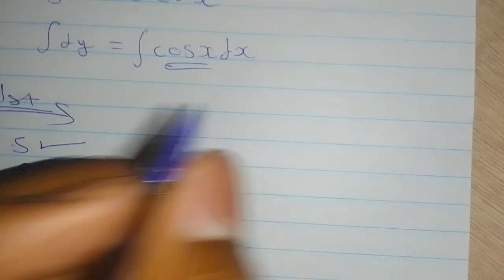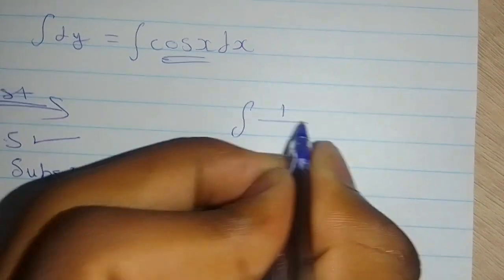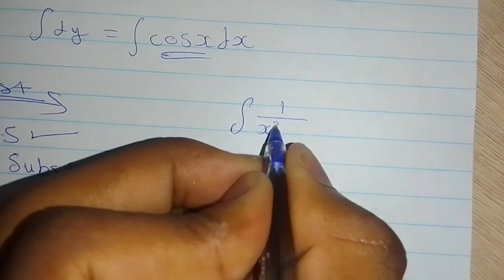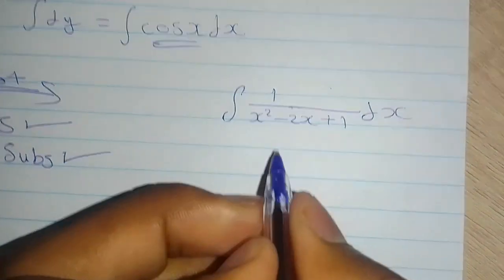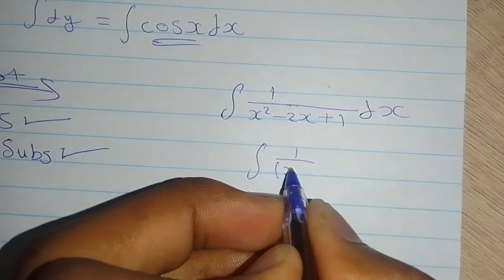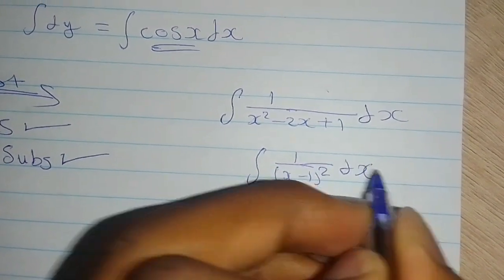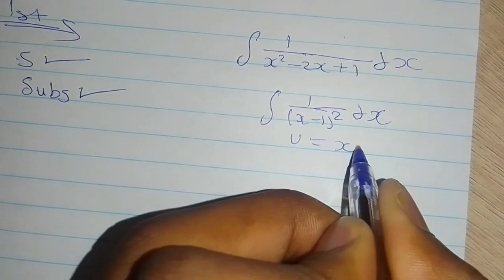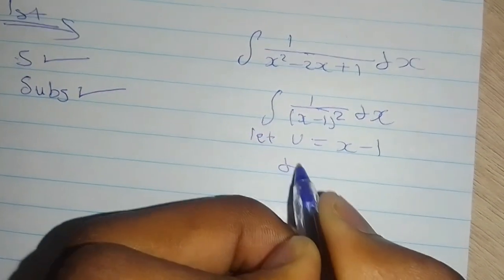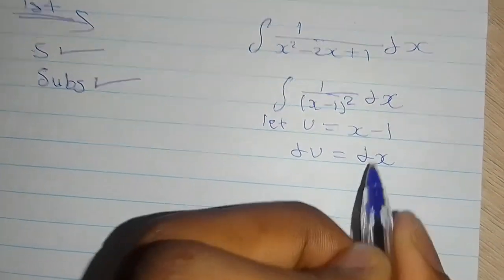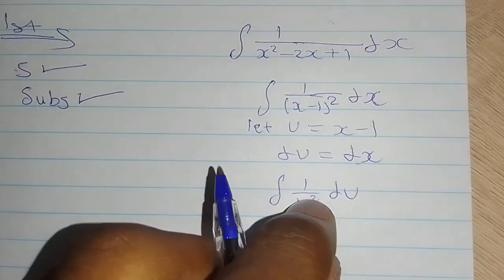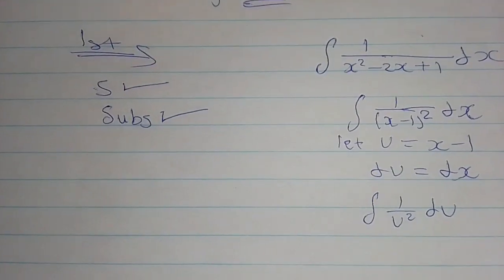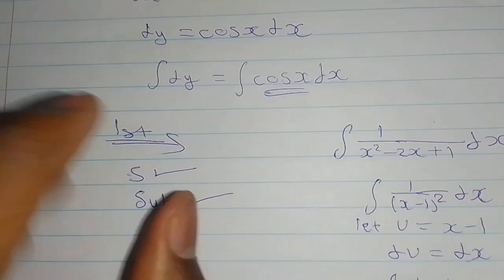Remember when you were integrating something like 1 over x squared minus 2x plus 1 dx. When you are integrating something like this, you will factor and have x minus 1 squared, and then you substitute so you can find the integral. You let u equals x minus 1, then express du in terms of dx, and that's the dx here. You plug in, and then you have the integral of 1 over u squared du. So likewise, substitution helps us simplify the process of solving differential equations.